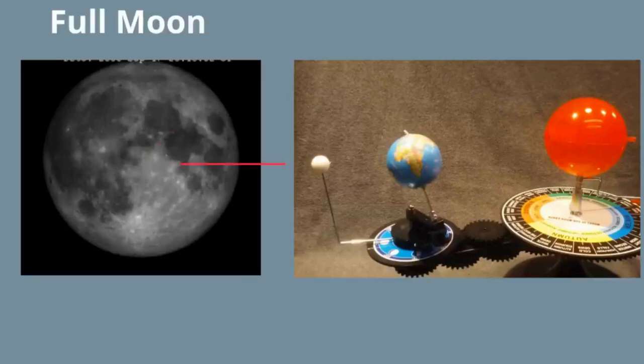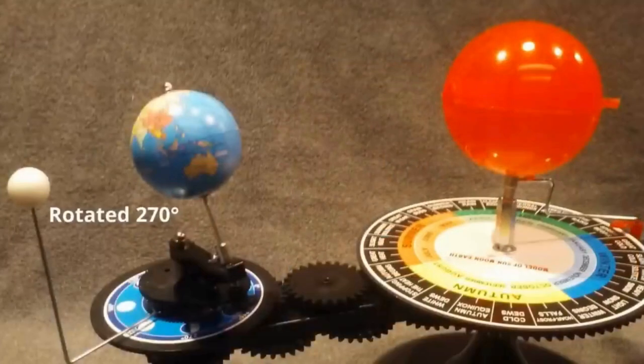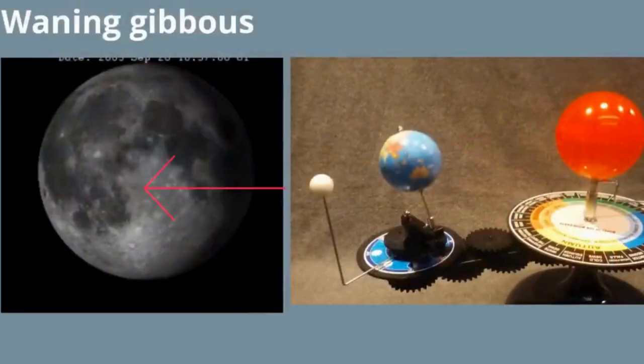After another 3.5 days, the moon is now at waning gibbous. Here's the alignment. Waning means the light is getting smaller, and here's what it looks like from Earth. Again, remember, the shadow moves from right to left.